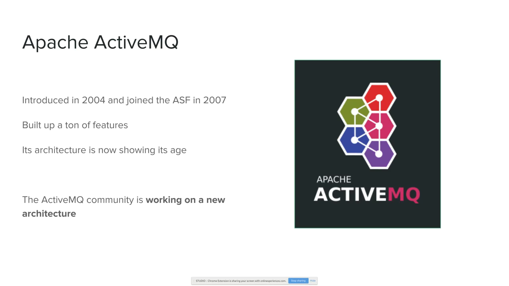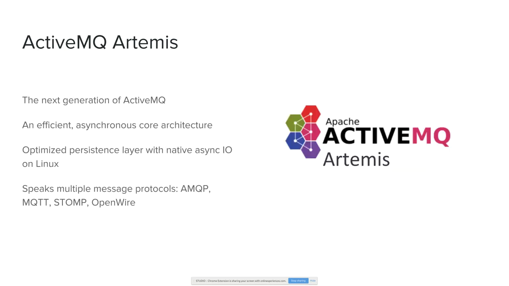The problem is that the classic ActiveMQ implementation has been around so long that it is now showing its age. You see this particularly in performance. The performance that you can get out of the existing architecture is not up to modern standards. And so the ActiveMQ community is aware of this, and they've been working on a new architecture for their core broker. And that's what we'll be using today.